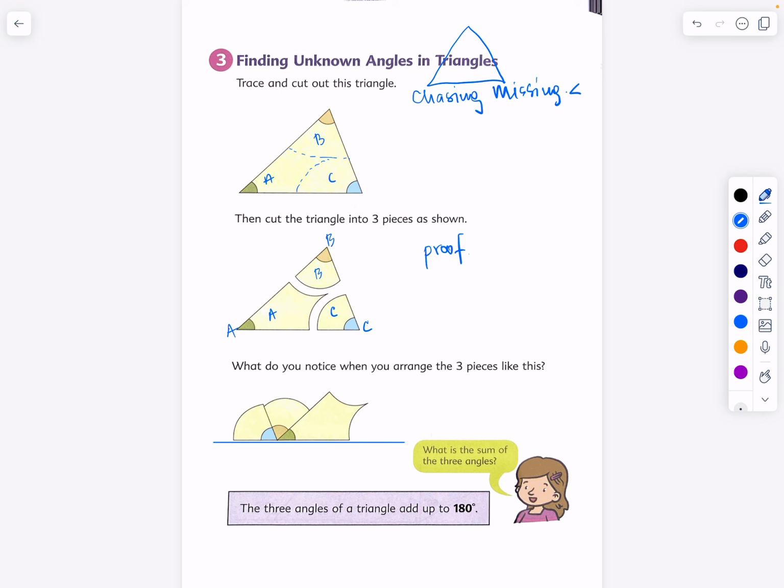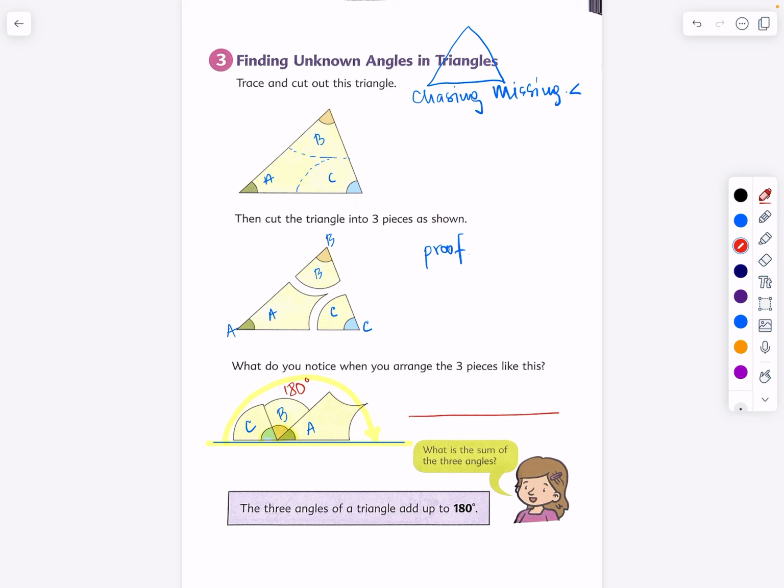You will realize that angle A will fit right here, angle C can fit right here, and angle B can fit right here. No matter which order you choose, all three angles will line up just so on a straight line. Notice, this is a straight line. And I hope you remember that in the last lesson, we learned that angles that line up on a straight line add up to 180 degrees.